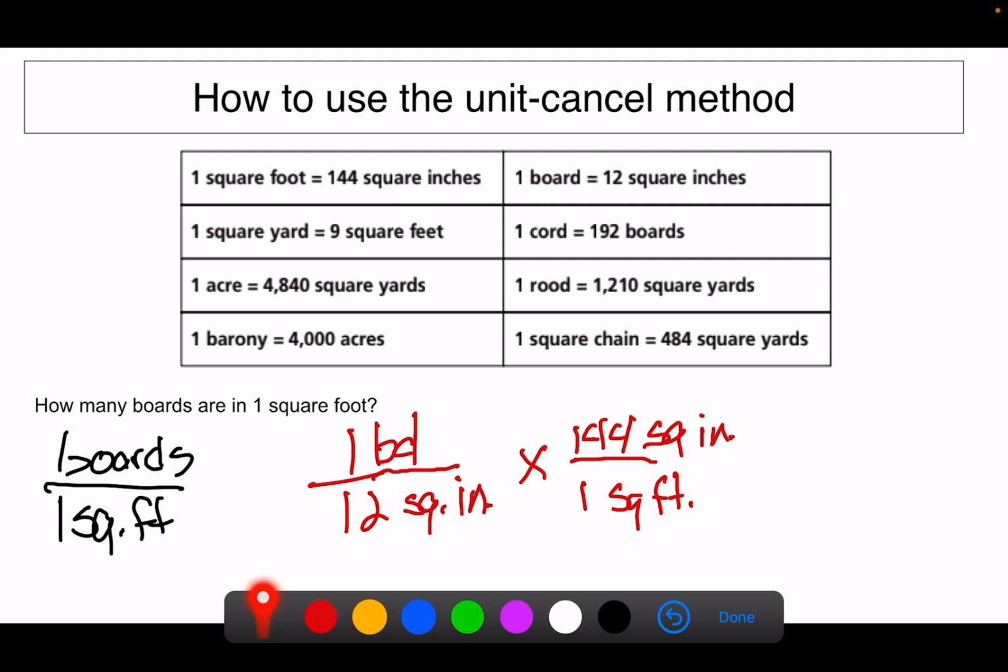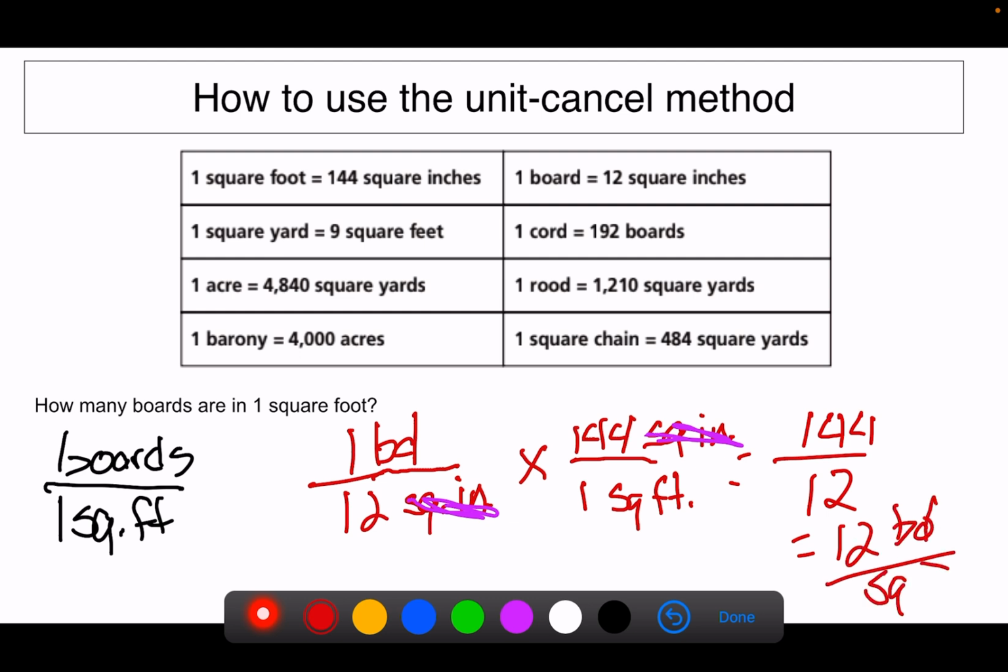Now both of these ratios I've gotten from the table up here: 1 board per 12 square inches right here, and 144 square inches per square foot right here. And I'm just going to multiply these, and I want to multiply them so that my units cancel right here. Square inches cancel, leaving me with just boards right here and square feet here, which is exactly what I wanted, boards per square foot. So this is going to equal 144 over 12, and that's a simple division problem. That equals 12 boards, abbreviating, per square foot.